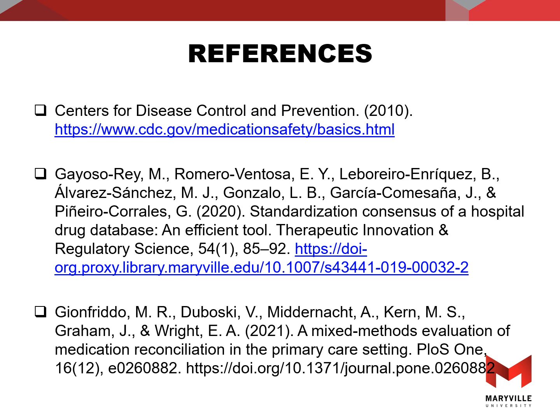We'll go over the references that we used for the study. The first one is from the Centers for Disease Control and Prevention. The second one is another study by Goyeso et al., 2020, on standardization consensus of a hospital drug database. The third one is a mixed method evaluation of medication reconciliation in a primary care setting by Giuffrida et al., 2021.